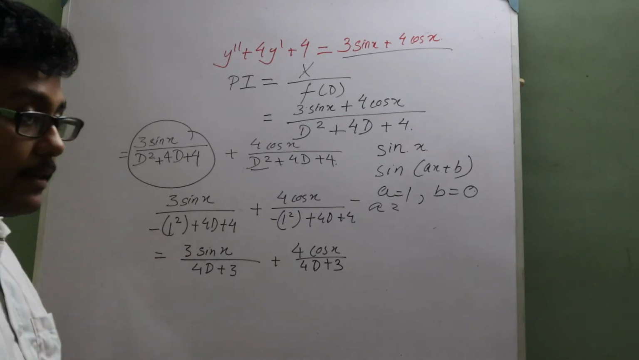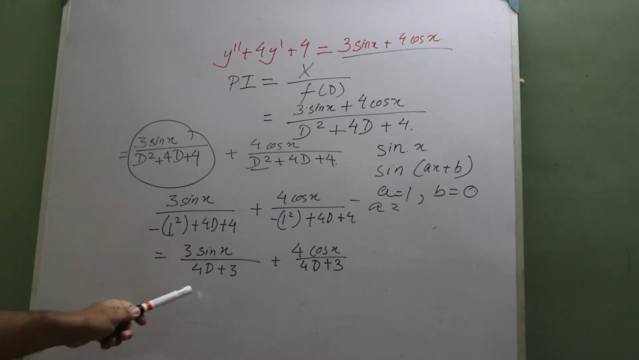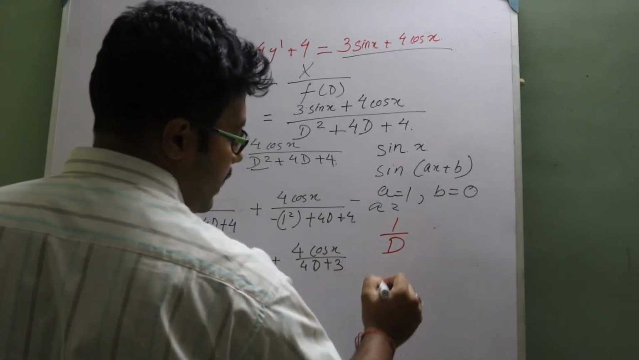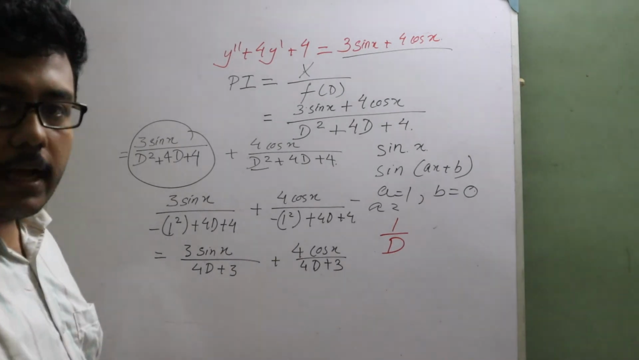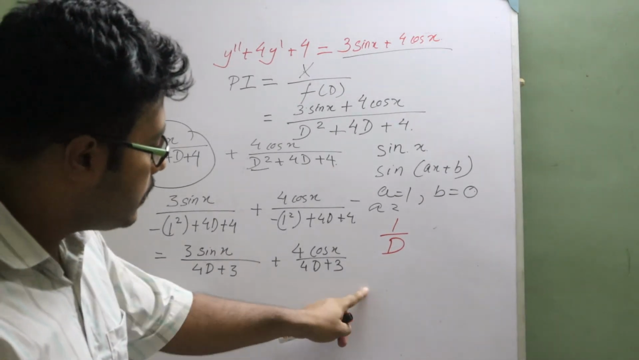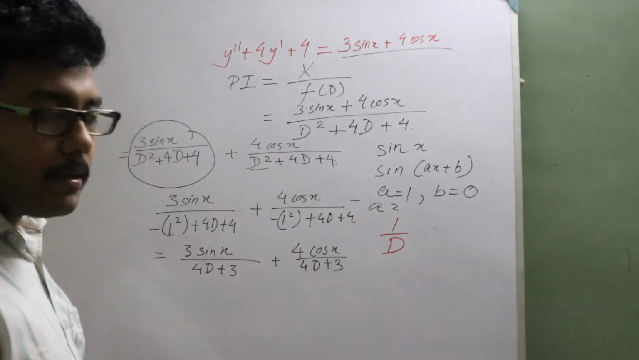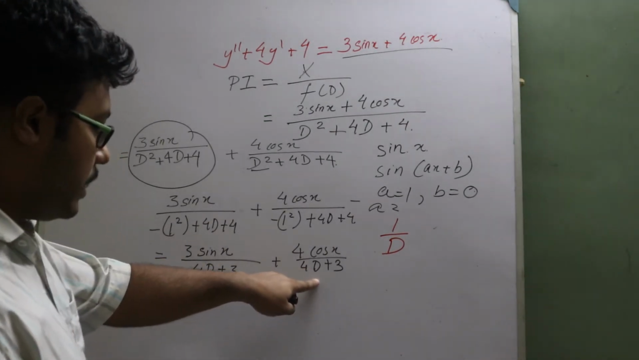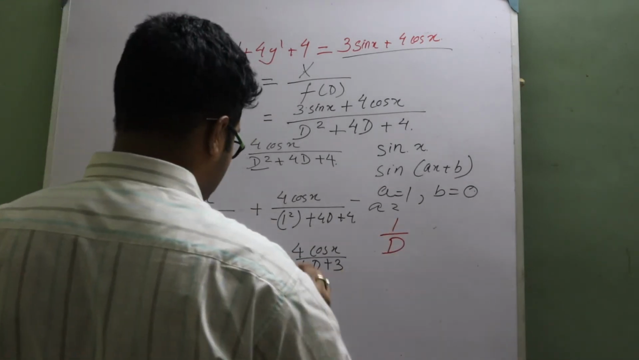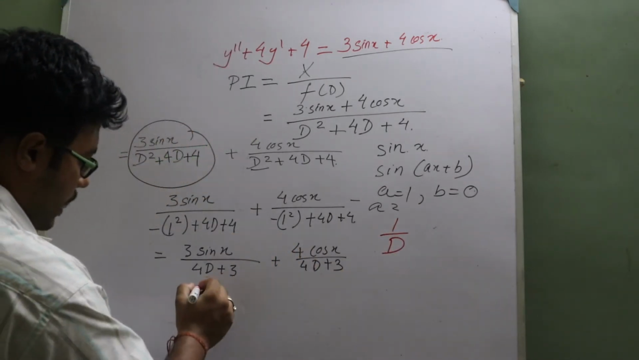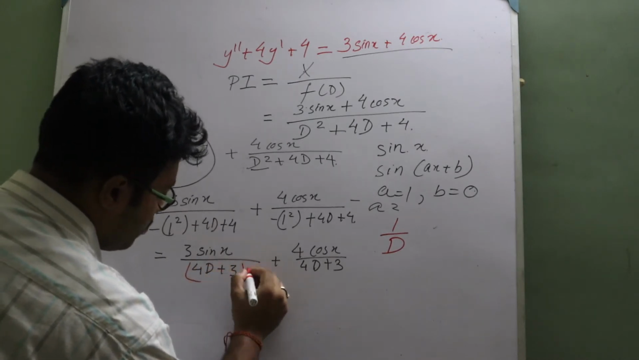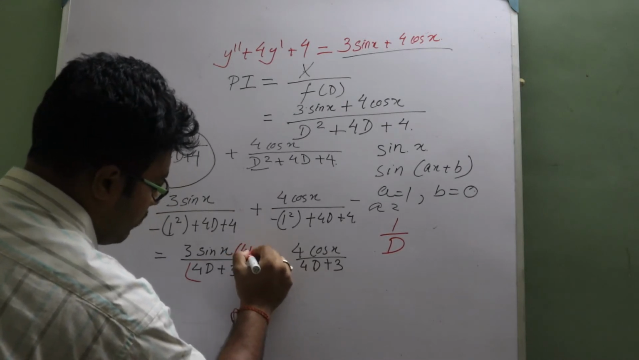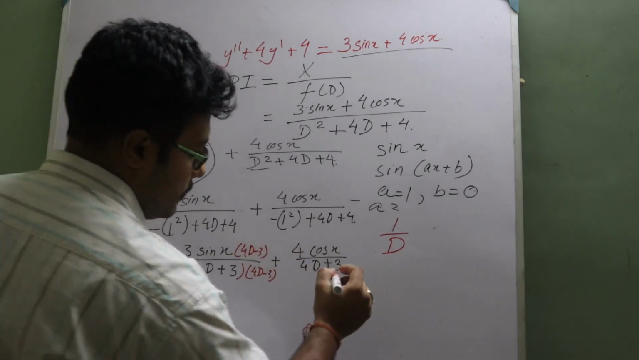Now see, we are having a problem in this case that we have D. If we have only 1 by D, then we could have integrated it and got to the answer. But here we have other things with D. So the only way to get rid of this problem is to somehow make this denominator part D square. To do that, I will multiply in both the cases with 4D minus 3. In this case also I will multiply 4D minus 3.